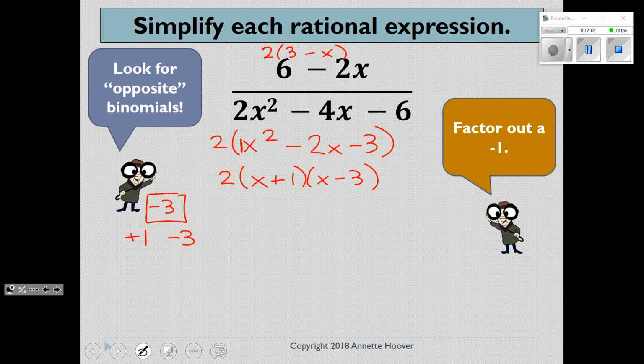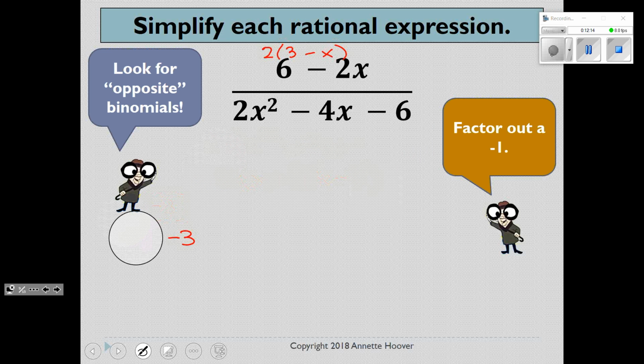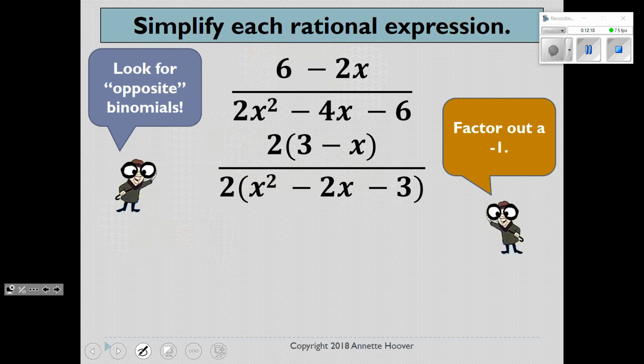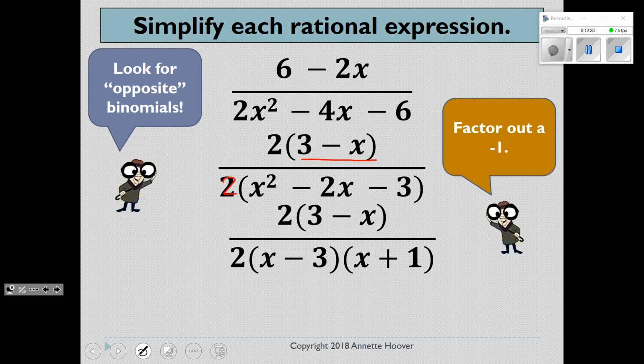Okay, now let me erase this and let the PowerPoint pull it up, or it's going to look really messy when I do this. So what we just said is that we factored out the 2 on top, and that left 3 minus x. We had the greatest common factor of 2. We're going to factor that bottom, and when we factor the bottom, it gives us x minus 3, x plus 1. Now, we have a 2 on top and a 2 on bottom.